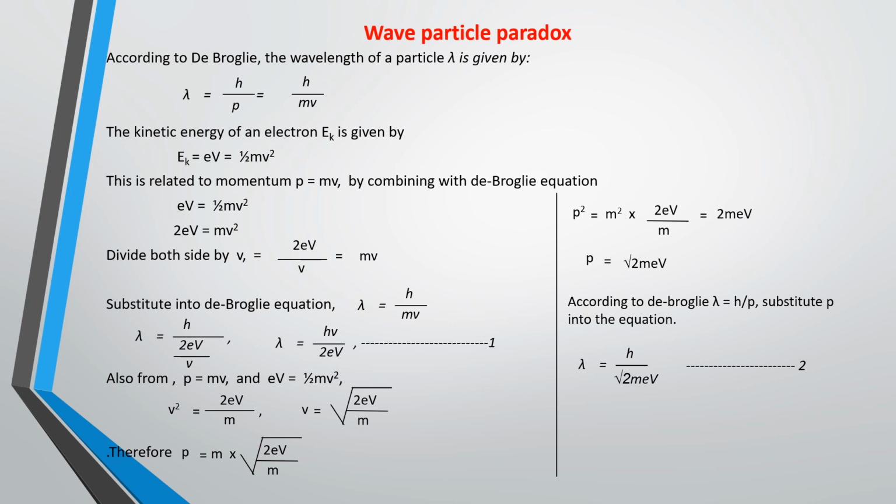So still on the wave-particle paradox, according to de Broglie, based on what we have discussed before, the wavelength of a particle is given by lambda equals h over p, which is h over mv. We have said before that p is equal to the momentum. Now remember that the kinetic energy of an electron, K, is given by eV, which is equal to 1 electron volt, and so kinetic energy is equal to half mv squared.